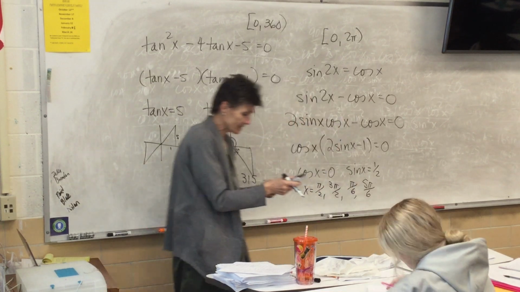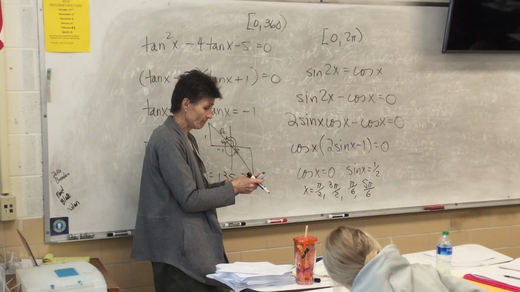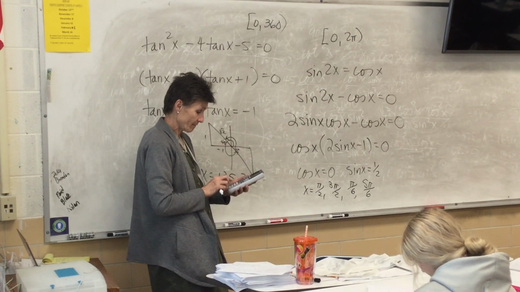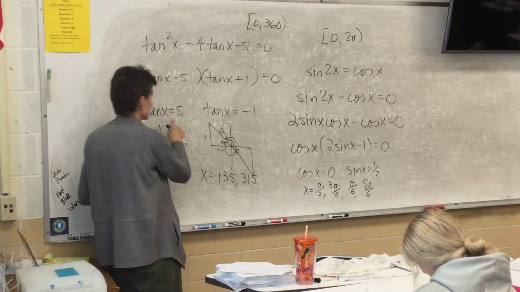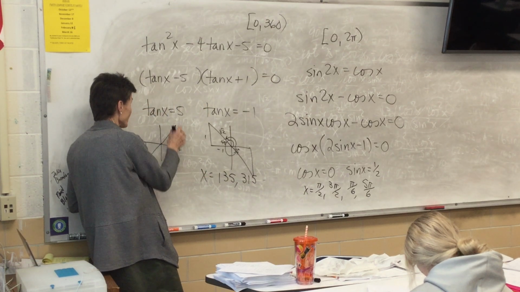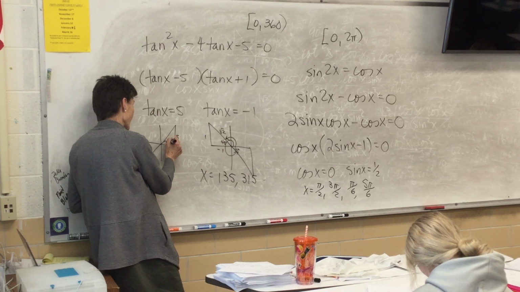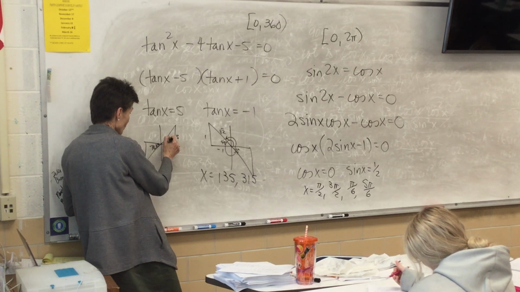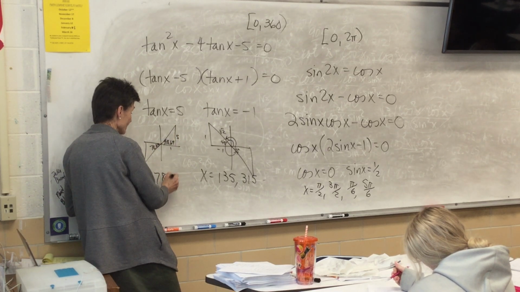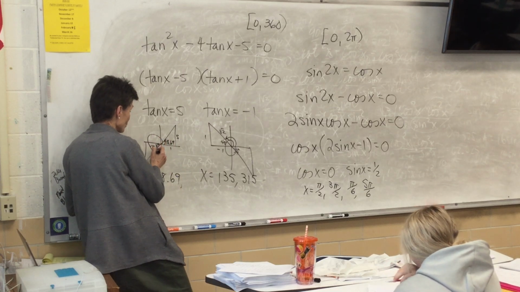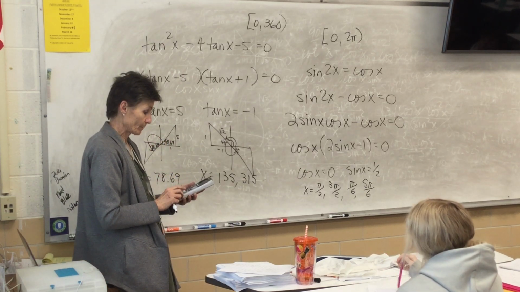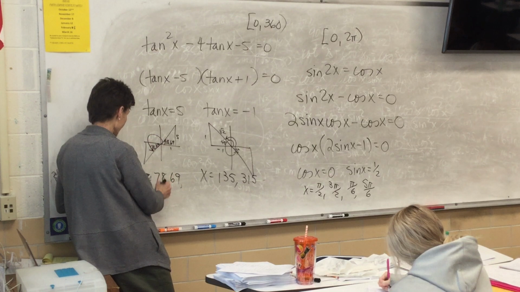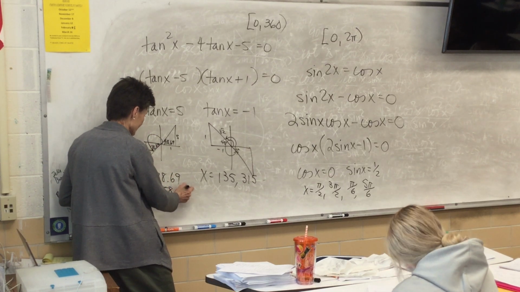So I'll do second, first of all, I'm going to make sure I'm in degrees, I am. And then I'll do second tangent 5. Does that make sense to everybody, that I would second tangent 5? And I get 78.69. So certainly the first quadrant angle is 78.69. How will I find this third quadrant angle? What will I have to do? Add 180. So 180 plus 78, 258.69.